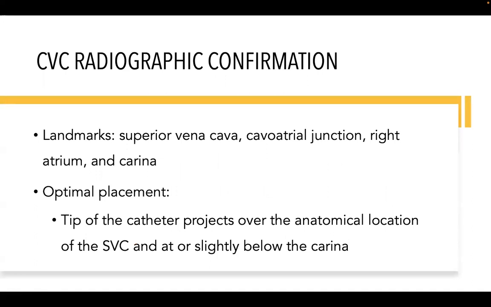Radiographic landmarks for central venous catheter placement include the superior vena cava, cavo-atrial junction, right atrium, and carina. The examiner notes ideal central venous catheter positioning when the tip of the catheter projects over the anatomical location of the superior vena cava and at or slightly below the carina on a chest X-ray.